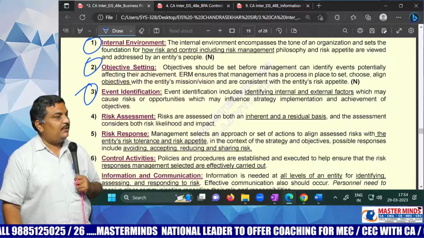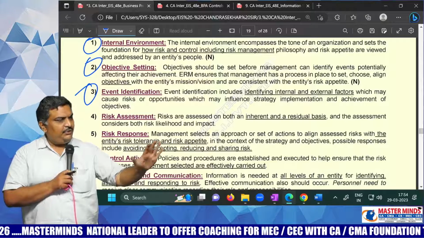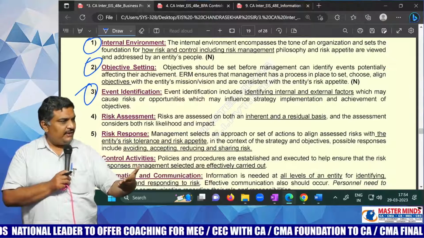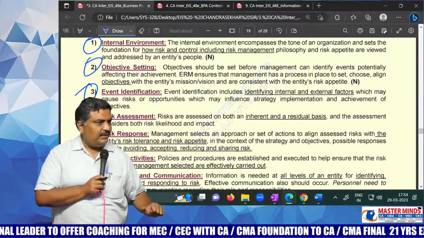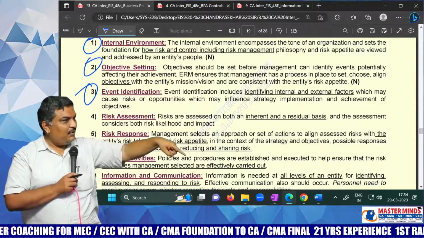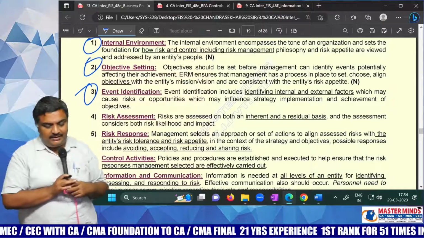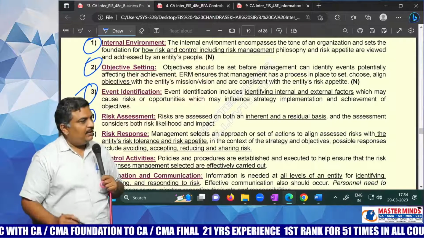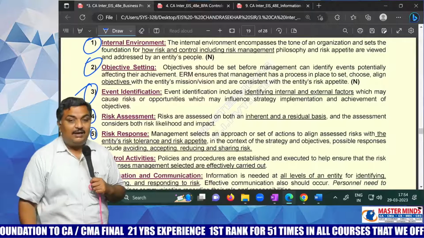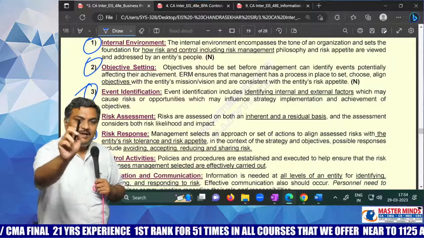And what events may cause risks. Event identification. See, you read in the newspaper that in Taiwan there is an earthquake. Last night in Japan there was an earthquake. For you and me, it is an event. But if you have a house over there, that is a risk. So everything is an event, but what is the impact of that event to you? That is important. Event identification and risk assessment. If that event takes place, what is the risk? And what should be my risk response? See, these three are linked: event identification, risk assessment, risk response.